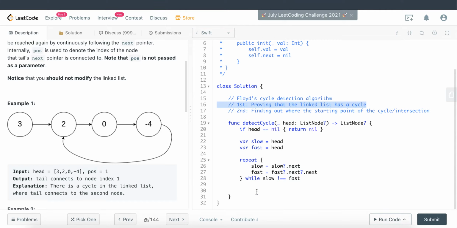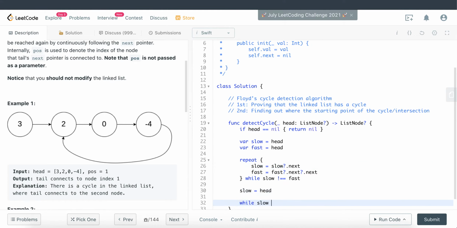After that, our task is to find out where the cycle or intersection begins. For that, we have to set slow back to head, right? It goes back to the starting point, outside of the cycle. But the fast pointer is still inside the cycle. Now this time, both pointers will traverse only one step instead of two steps. Fast will also traverse one node at a time instead of two. And at this time, when they intersect, it will be at the starting point, right?